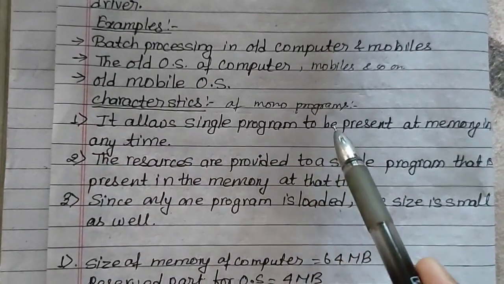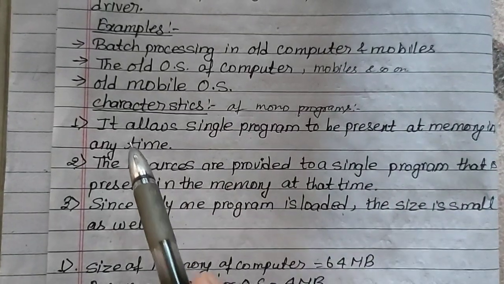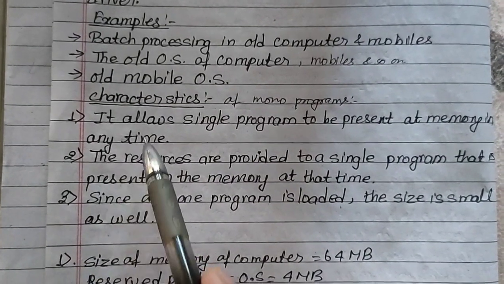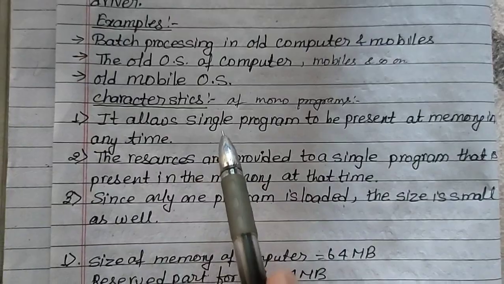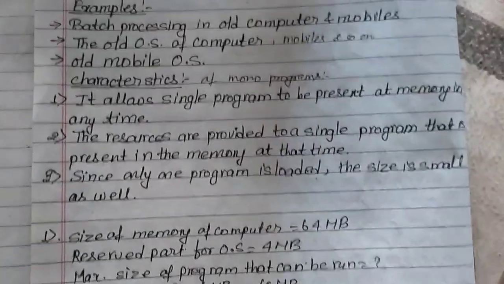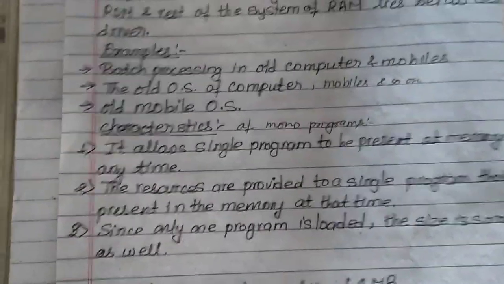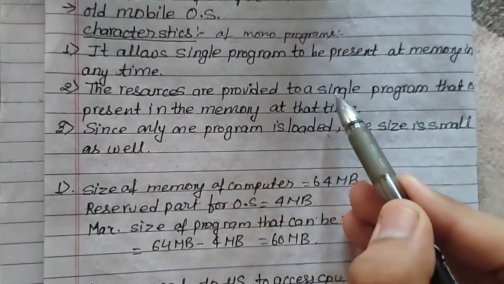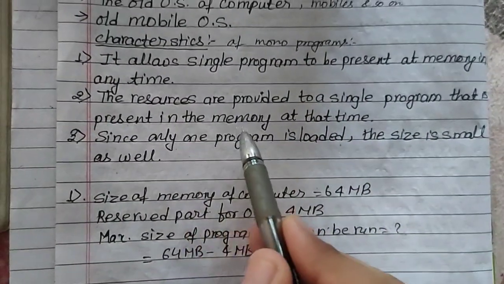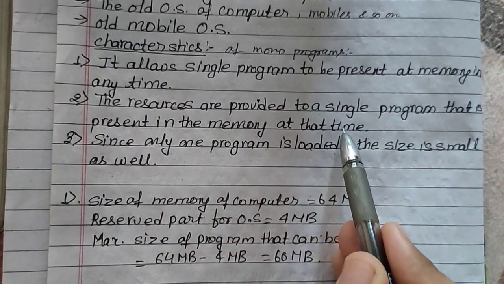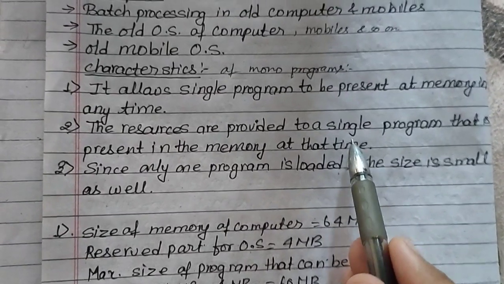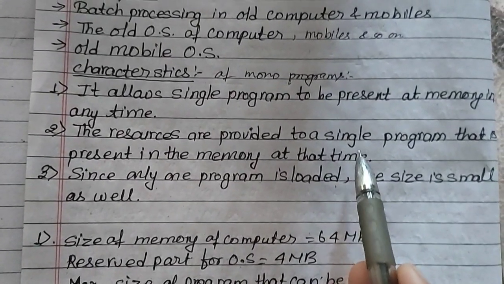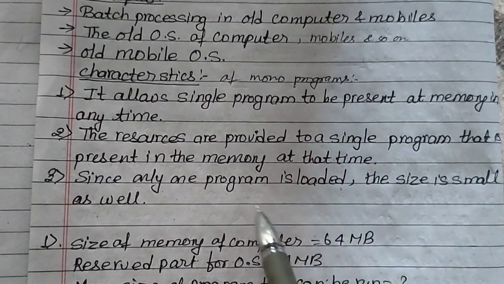It allows a single program to be present in memory at any time. We know that monoprogramming consists of a single program present in the memory at any time. The resources are provided to the single program that is present in the memory at that time.